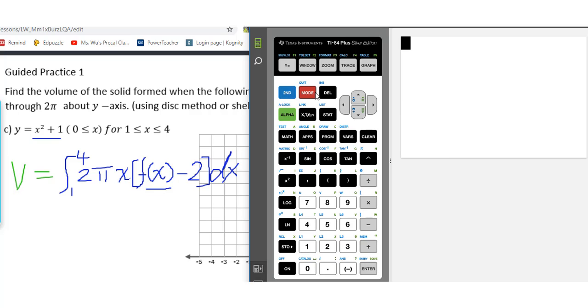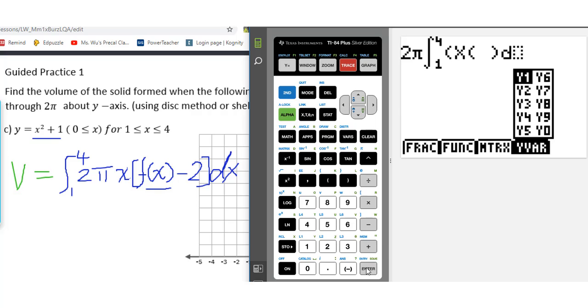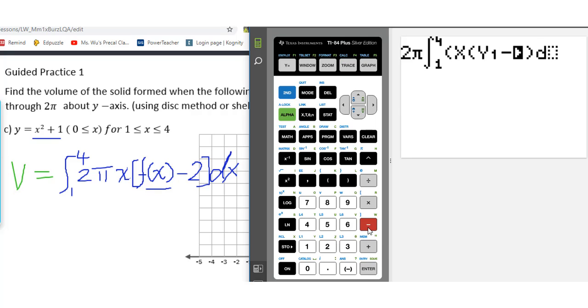Then we quit. We will put the 2 pi first. Then math 9 from 1 to 4. Then you put here x times parentheses alpha trace y1 minus 2. Then we put here dx, then enter. This will be the solution.